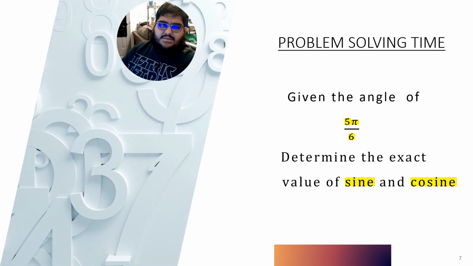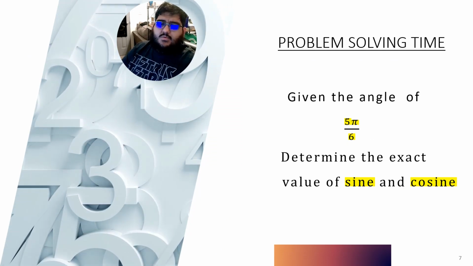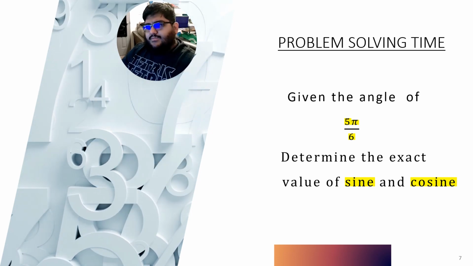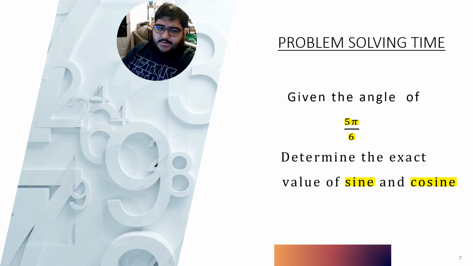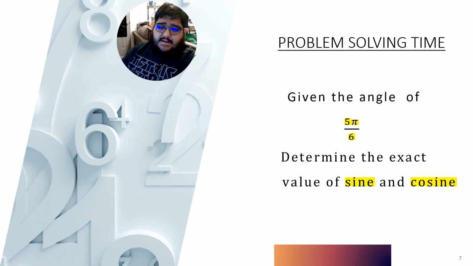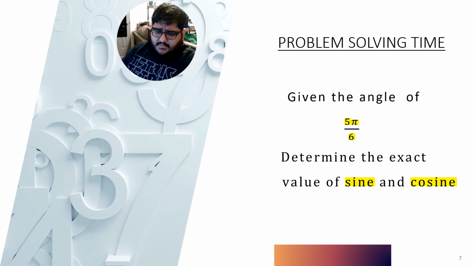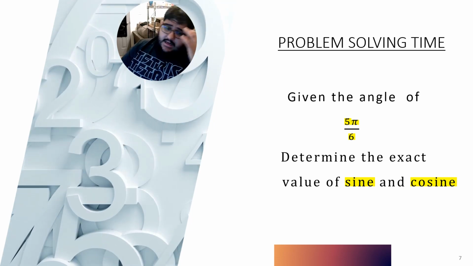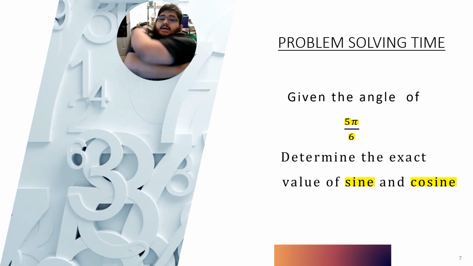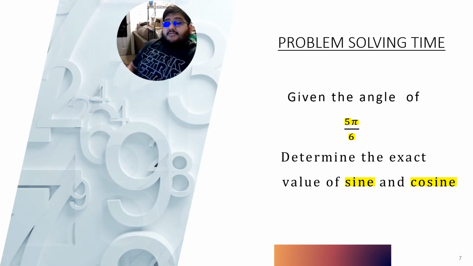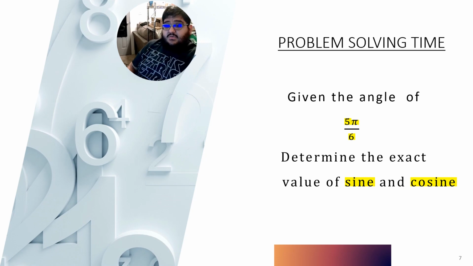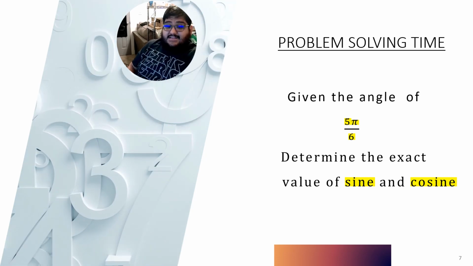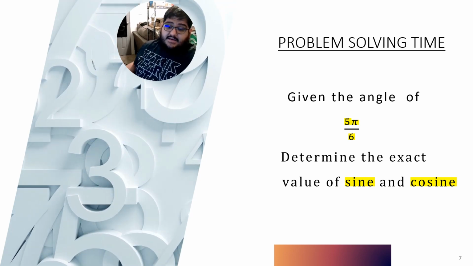Now we're going to work on some problems. This will help you see how to use the unit circle and give you an idea of how it works. With this first problem, given the angle of 5 pi over 6, you want to determine the exact value of sine and cosine.